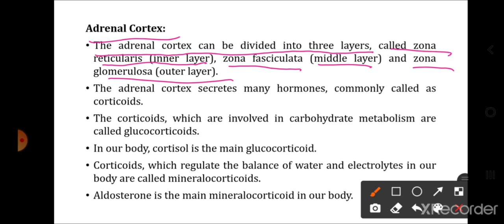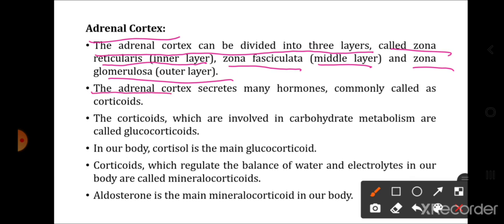Sex corticoids are also secreted by this gland, जिसमें टेस्टोस्टेरोन एंड प्रोजेस्टेरोन एंड एस्ट्रोजन की बात आती है, but minute quantities of sex corticoids are released by adrenal cortex. यानी यहाँ पे सिर्फ ग्लूकोकॉर्टिकोइड्स एंड मिनरलोकॉर्टिकोइड्स का हम डिस्कशन करेंगे. Sex corticoids are mainly secreted by the reproductive organs or gonads of our body.